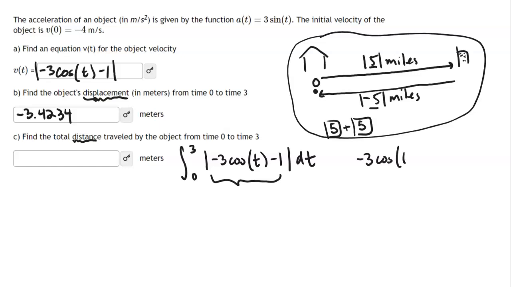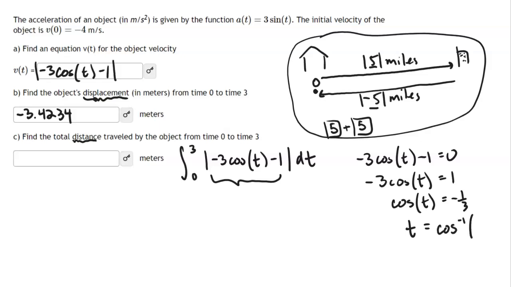-3 cosine of t minus 1 is equal to 0. If we solve for t, this gives us -3 cosine of t is equal to 1. Then if we divide, we get cosine of t equals -1/3. Lastly, we take the inverse cosine, or arc cosine, of -1/3 and plug that into our calculator. If we do that, you'll see that we get the same point that we saw in our graph, which was t equals 1.911.